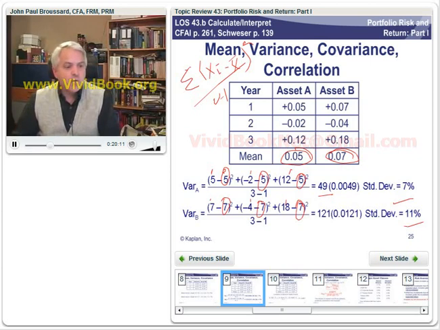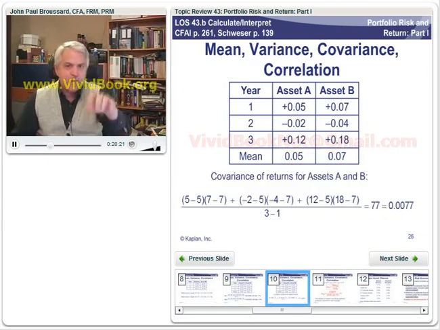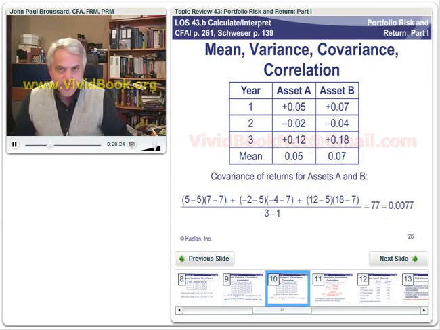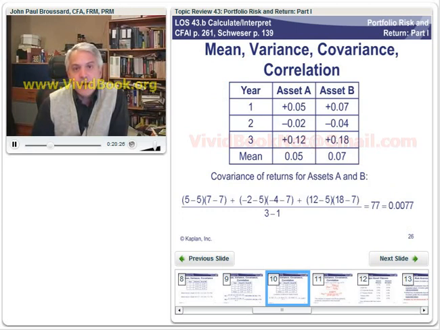Why do we want to calculate that? Just hold the standard deviations in your pocket for a second, because that's going to come into play in an overall portfolio context in just a second. But for now, what have we done? We've calculated the mean, we've calculated the variance, and now we're going to calculate the covariance.